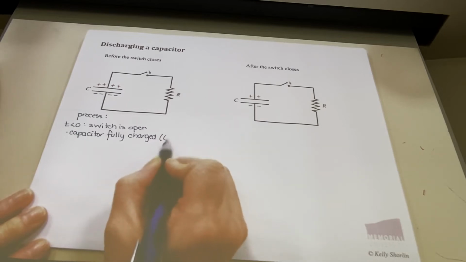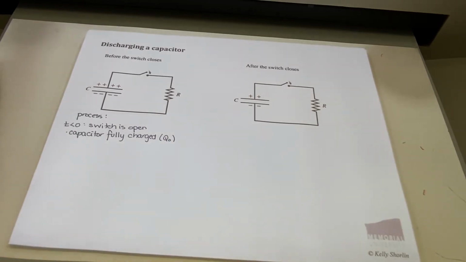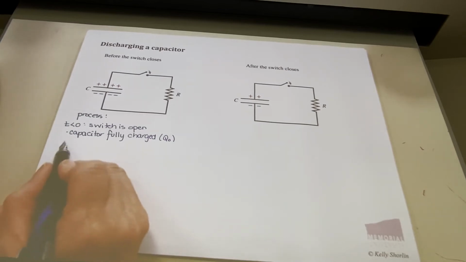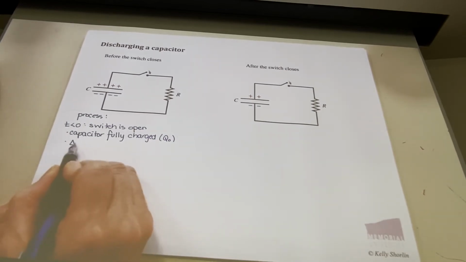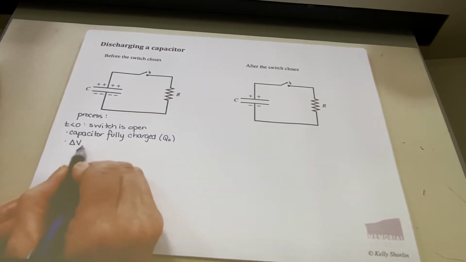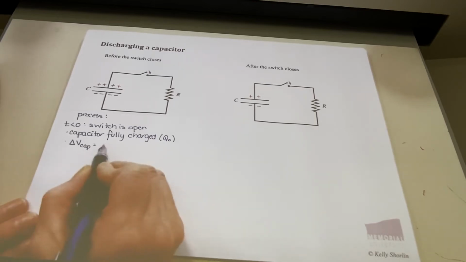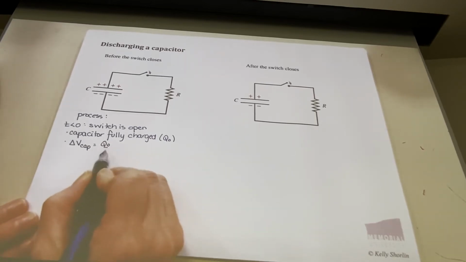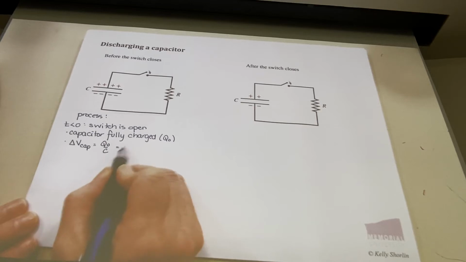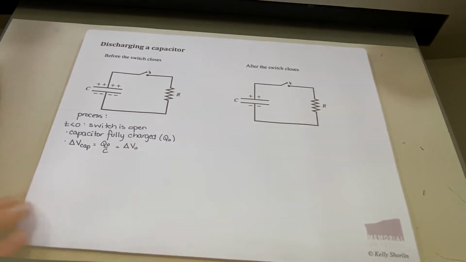That means it's carrying an amount of charge that we'll call Q0. So before we hooked it up to this circuit, we connected it to a battery and we let it get charged up. So that's what we did at the beginning. There is going to be a potential across the capacitor, delta V across the capacitor. It's going to be the charge on the capacitor divided by the capacitance, and we might call that delta V0.